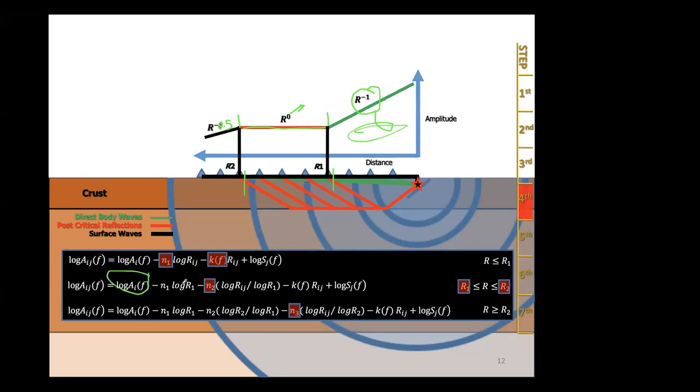So we have the source term again here. We have the geometrical spreading for the first part here. Here, we have the geometrical spreading for this region between R1 and R2, and anelastic attenuation and site. For distances beyond R2, this is the same source term, geometrical spreading for this part, geometrical spreading for this part, and geometrical spreading for distances beyond R2. And again, this is anelastic attenuation and site.